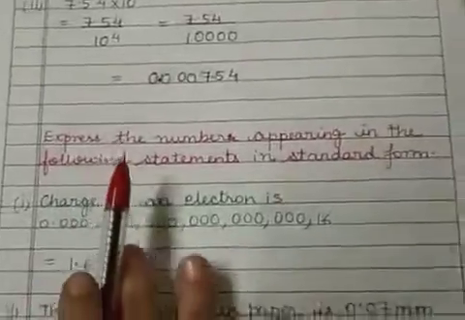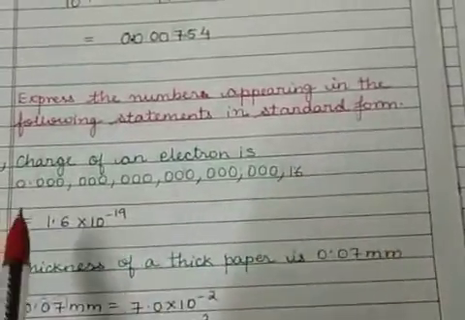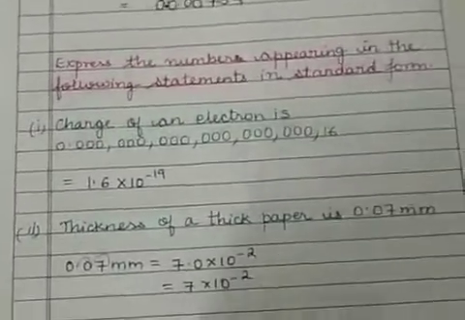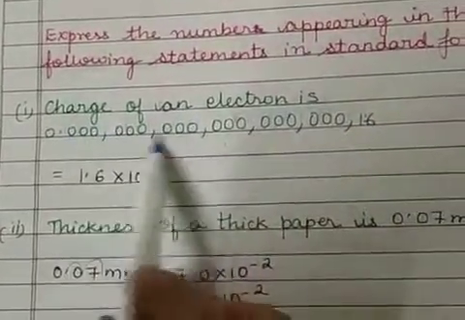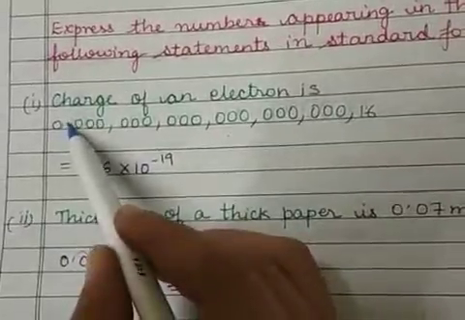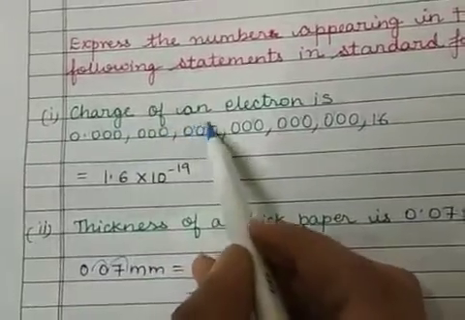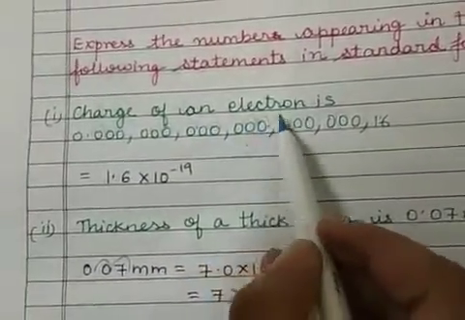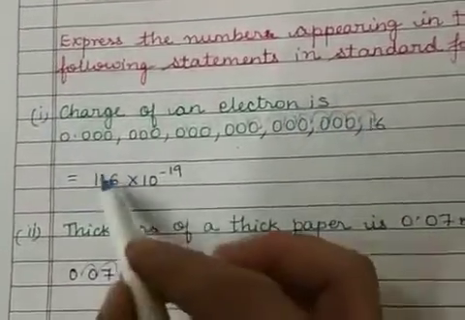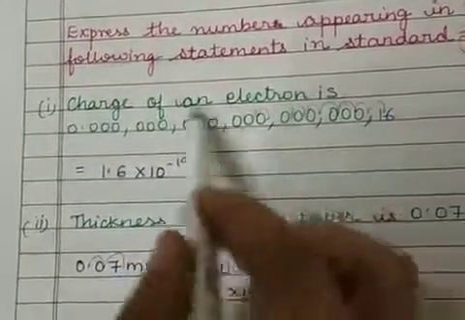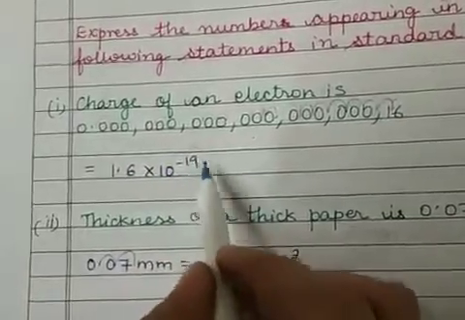Let us see another type. Express the number appearing in the following statements in standard form. So you have to express it in the form number multiplied by 10 to the power of something. Here the charge of an electron is this. To express it in the standard form, you have to move 1, 2, 3, 4, 5, 6, 7, 8, 9, 10, 11, 12, 13, 14, 15, 16, 17, 18, 19 places. So it is 1.6 multiplied by, if you want to go back, you have to go to the left, so 10 raised to minus 19.